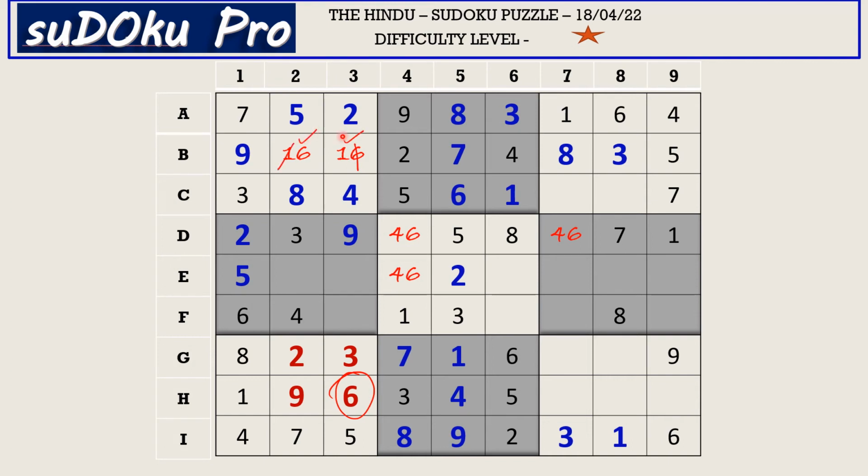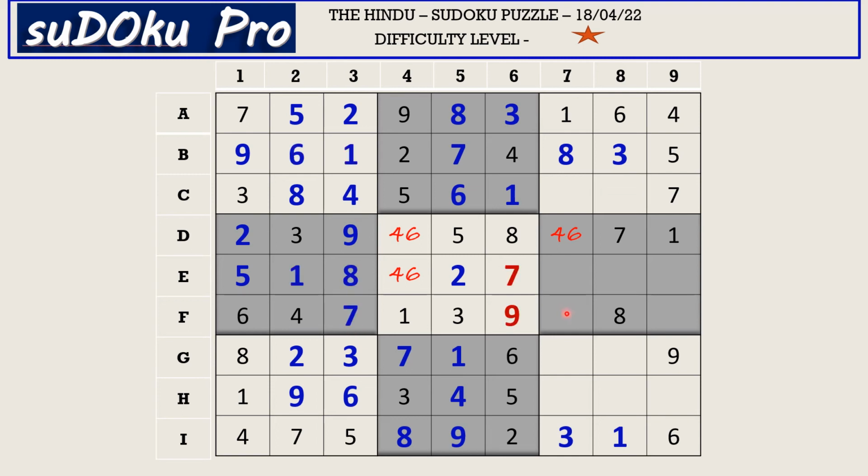Now in column 3 there are only 2 empty cells and the missing numbers are 7 and 8. There is an 8 in F row here. So F3 takes 7 and E3 takes 8. Now in this block the only missing number is 1. In column 6, there are only 2 empty cells and the missing numbers are 7 and 9. There is a 7 here in F row, so F6 takes 9 and E6 takes 7.